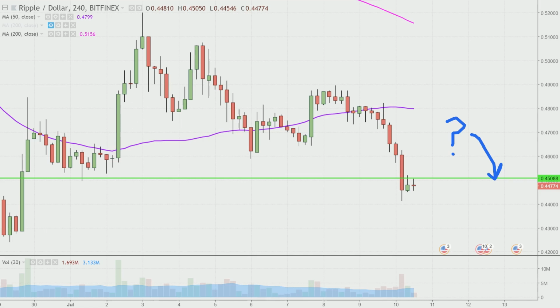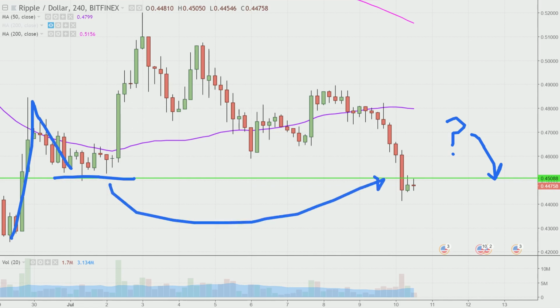You know, after this nice move here, and when the bears did try to press it back downwards, right there at 45 cents is where the bulls stepped in and said, no, you're not going to push it down any further. So you fast forward to what's occurring now, and actually the bears have technically broken down below it. You can see right now the price is slightly below it.